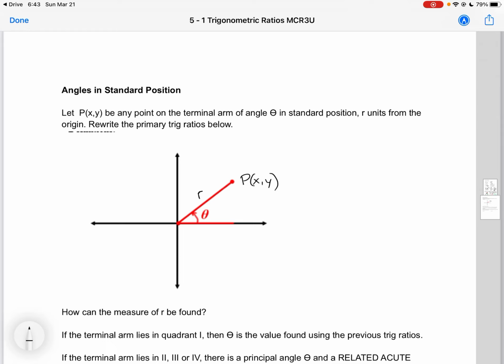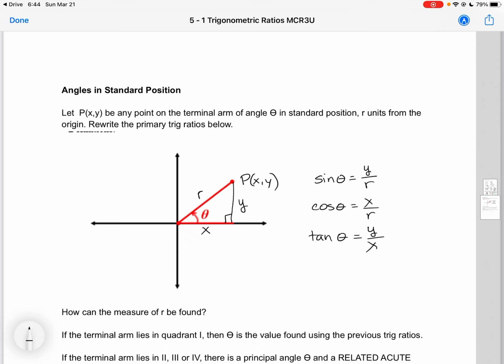So that means that this length is r right here. If I draw my triangle, this length is going to be x, and then this length is going to be y, and I know that this is a right-angled triangle. So I can rewrite my primary trig ratios as sine theta is my opposite over hypotenuse, cos theta is my adjacent over hypotenuse, and tan theta is going to be my opposite over my adjacent.